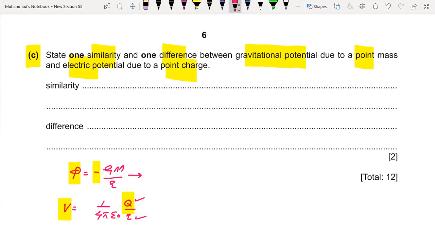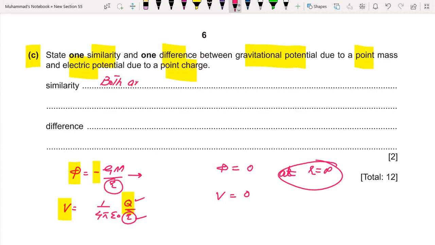So what's the similarity? Both electric potential and gravitational potential are 0 at infinity, R equal to infinity. If you put R infinity in these two equations, you will get the values for both of these potentials as 0. So this is one important similarity. Both are 0 at infinity.